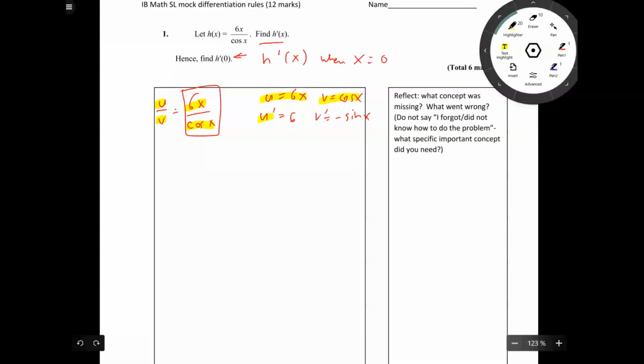And then we find the derivatives of each. So the derivative of 6x is 6. The derivative, v dash, is negative sine x, and you can find both of those through the formula sheet, right? Then we look at the formula sheet again, and we find the quotient rule formula, which is vu dash minus uv dash divided by v squared.